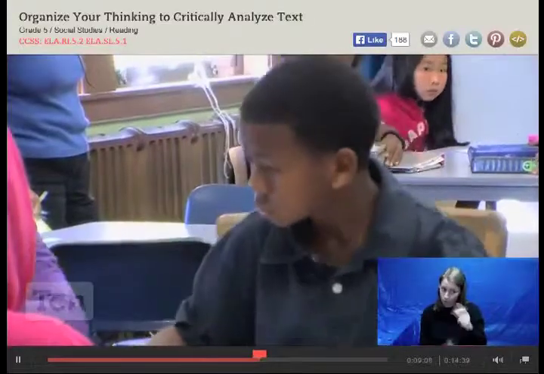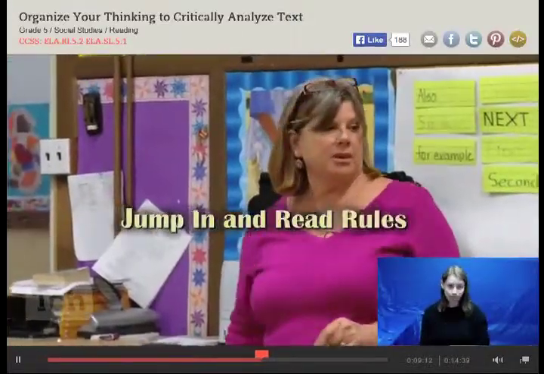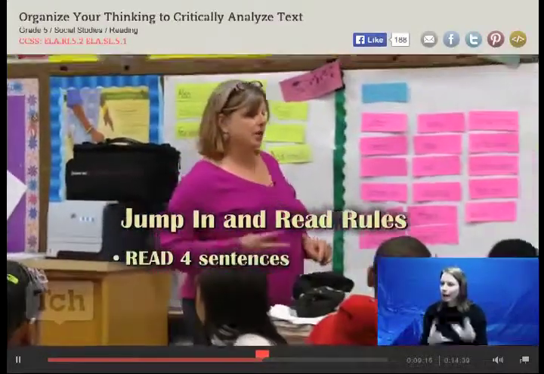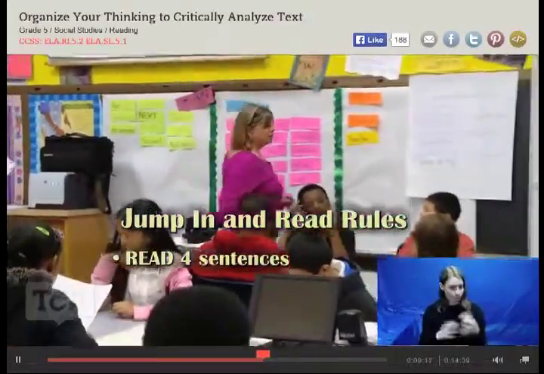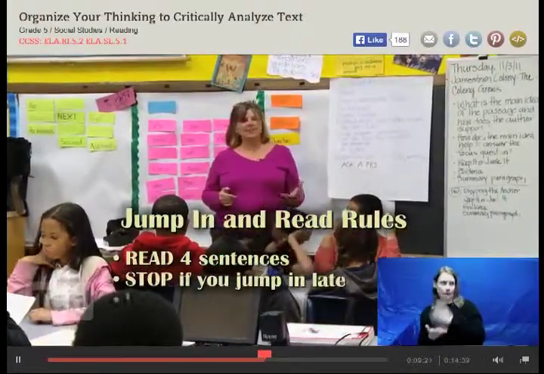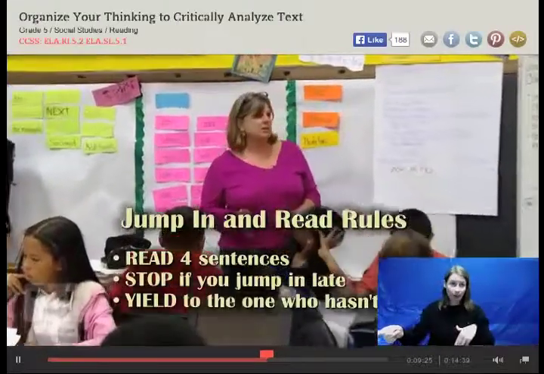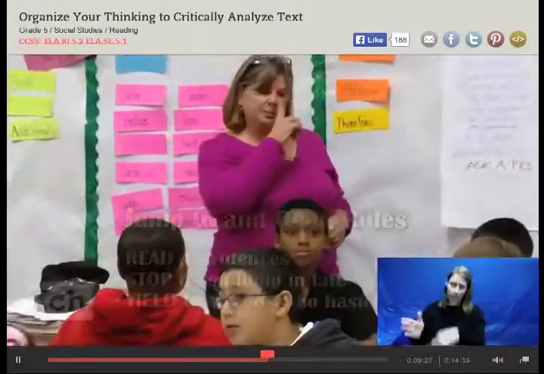Okay, what's the rule? Jennifer quickly reviews the rules of jump in and read. Okay, what's the rule on jump in and read? How many sentences? 4, okay? If you hear somebody start and you jump in late, what do you have to do? Stop. If you look around and see somebody that hasn't jumped in before, you're going to let them read. Okay, all right, who wants to start? All right, go ahead, Lauren.